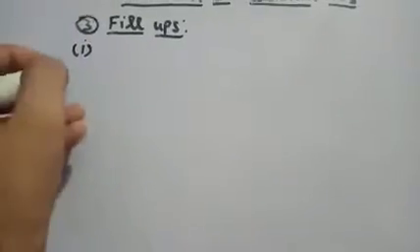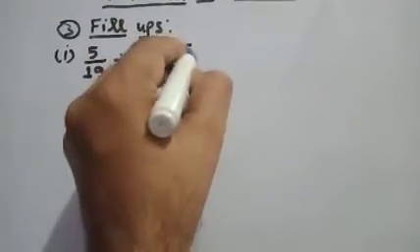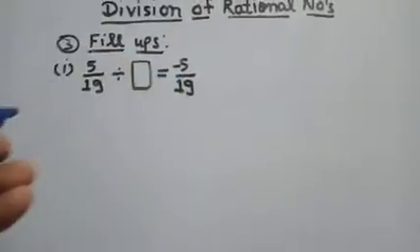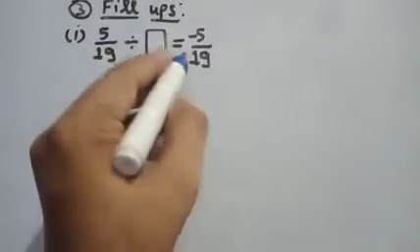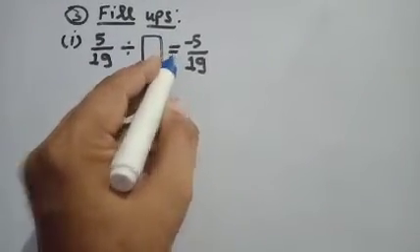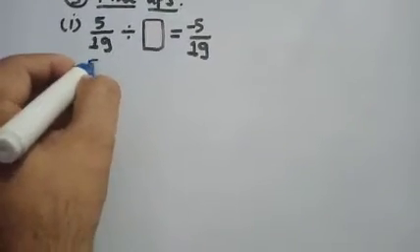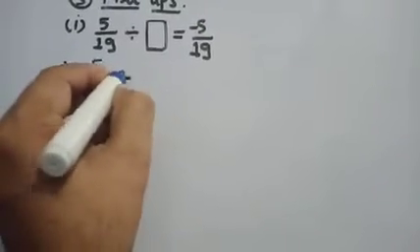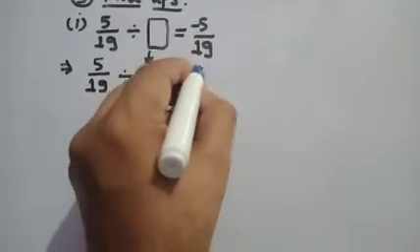Part number 1: 5/19 is divided by box, meaning another rational number, and the result is minus 5/19. So student, check the proper solution. Whenever an equal sign comes in a question, you can use this implies. Now 5/19 is divided by x. You can use x here, is equal to minus 5/19.